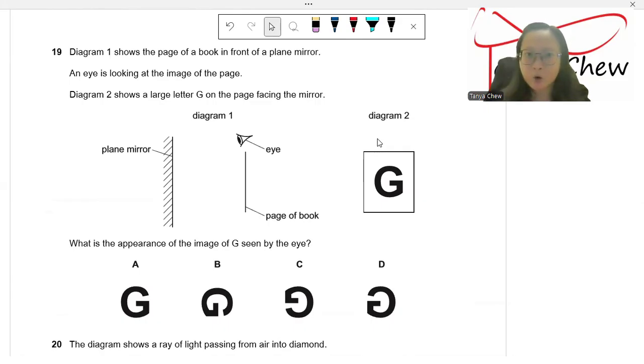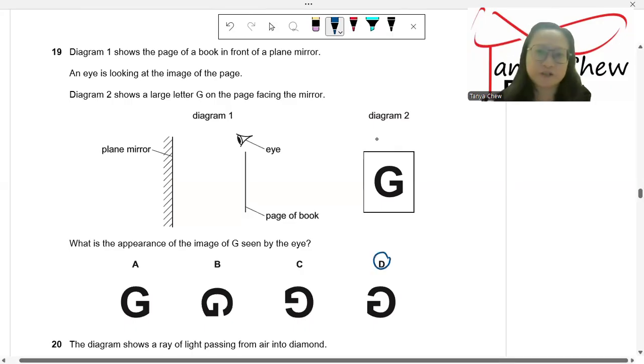Do you remember one of the characteristics of the image formed by the plane mirror is laterally inverted? If I, as the object, raise out my left hand, laterally inverted, my image will raise out the right hand, right? So the seen image of the G is actually laterally inverted.